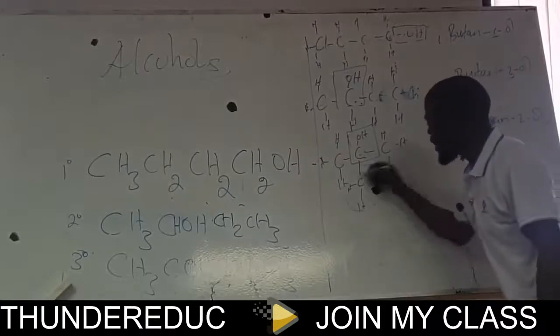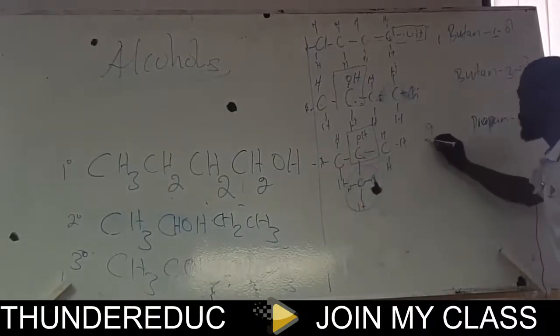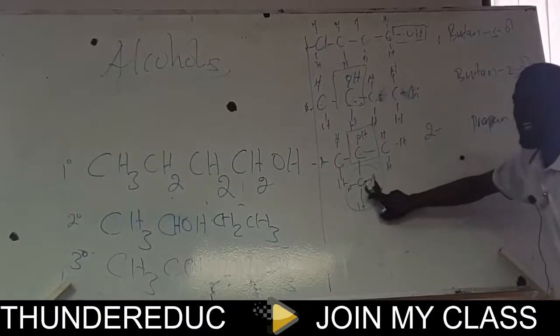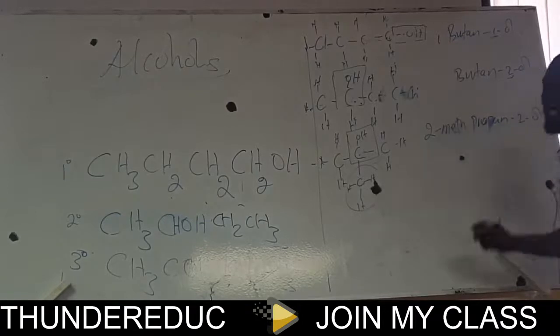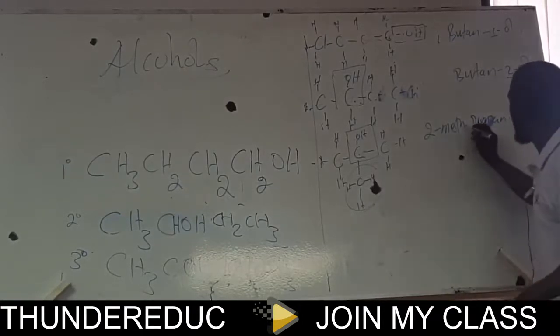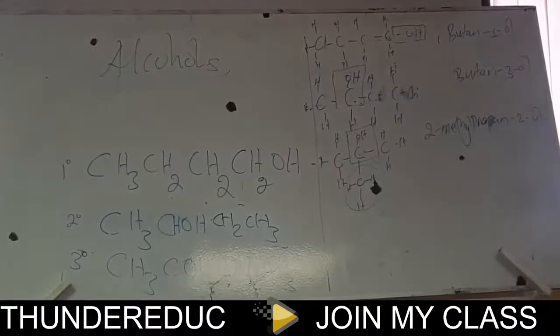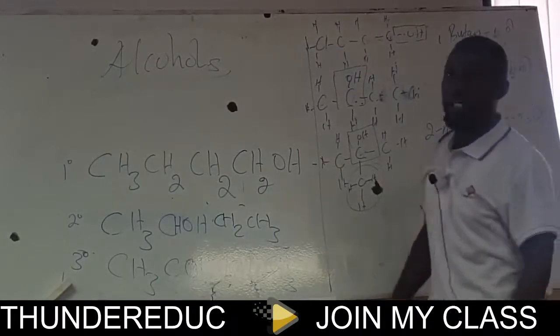Now let's look at the side group. So it's going to be 2, but how many carbon atoms are there? It's 1. 1 is meth. So it's going to be 2-meth, but since it's a side group, we add YL. Therefore it becomes 2-methyl propan-2-ol. Is it clear?